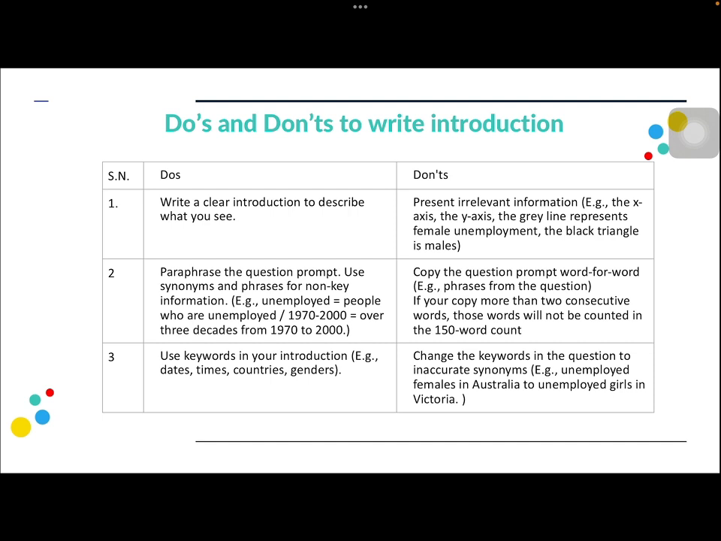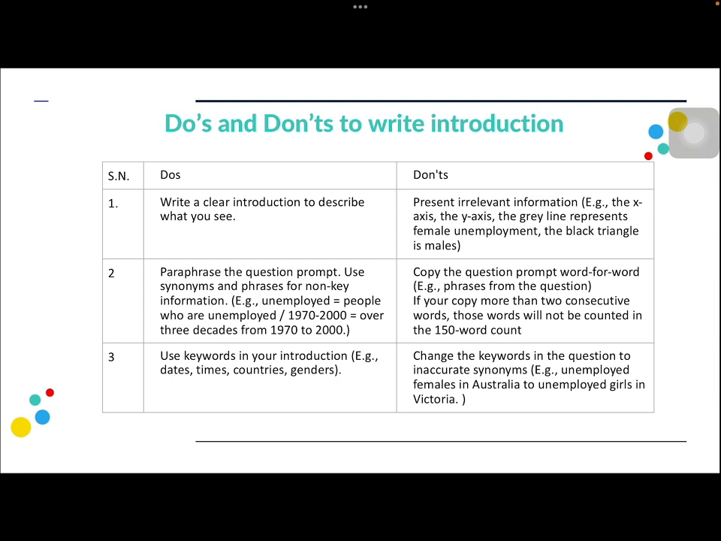Now there are a few do's and don'ts that you should know before you try to write an introduction. The do's, first of all, I'll go with the do's. Write a clear introduction to describe what you see, meaning you can follow the sample that we have just discussed and try to be very clear. Do not try to complicate things. Just mention the key elements, paraphrase the question a little, mention the time period, and you are good to go.